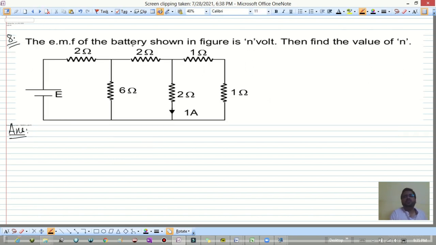Okay. The EMF of the battery shown in the figure is n volt. Then find the value of n. That is what we want. N value we want. Okay.